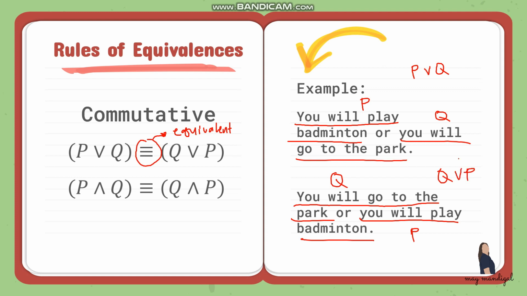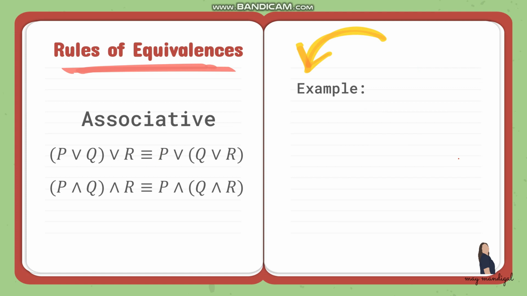Same as with conjunction. All you have to do is just interchange the two propositions, and we can say that they are equivalent. Next, we have associative. When we're talking about associative, that means we are concerned about the groupings. So in this case, for propositions, we can also apply the associative rule and we will still have equivalent statements.